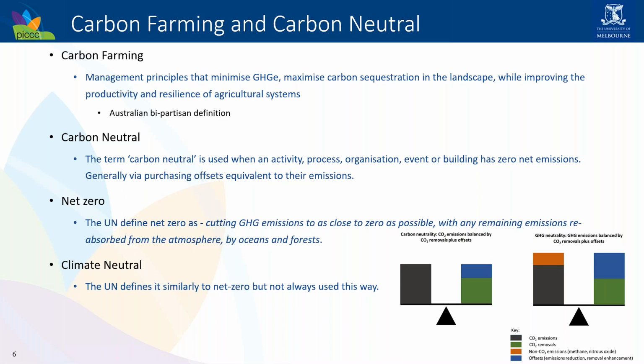Net zero is different altogether, and net zero is what we talk about when we're talking about our Paris targets. So Australia has a net zero target for 2050 for the country as a whole. The idea of net zero is that you actually have to reduce greenhouse gas emissions to as close to zero as possible, with any remaining emissions reabsorbed from the atmosphere by oceans or forests. So the difference between net zero and carbon neutral is that with net zero, you're actually working on reducing emissions first before considering any kind of offset. And it's generally a longer term goal.